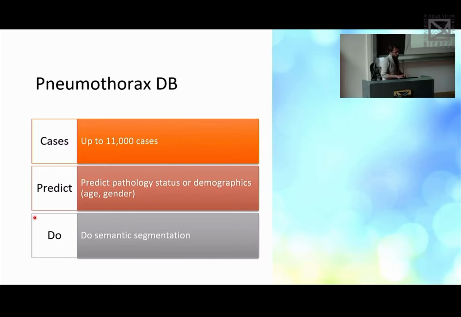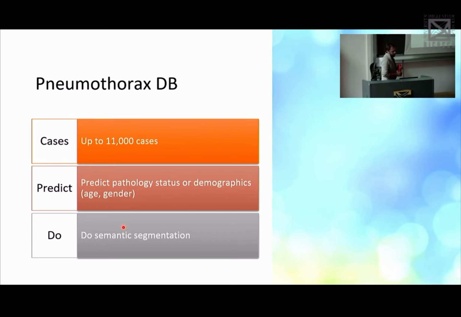And you can do a number of tasks here. You can either predict the pathology status or even try to recognize the demographics of the subjects from the image itself, which, despite what you could imagine, is slightly harder on this data set than on the MR data set, for some reasons that are not clear to me.